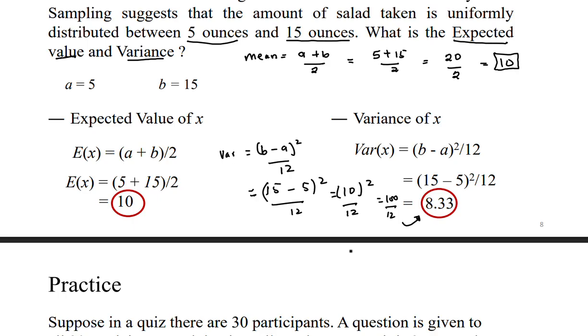How do we calculate the standard deviation of a continuous random variable if we already know the variance? Remember, we said the standard deviation is equal to the square root of the variance. If we know the variance to be 8.33, then our standard deviation will be equal to the square root of 8.33. And that is how we find the standard deviation.